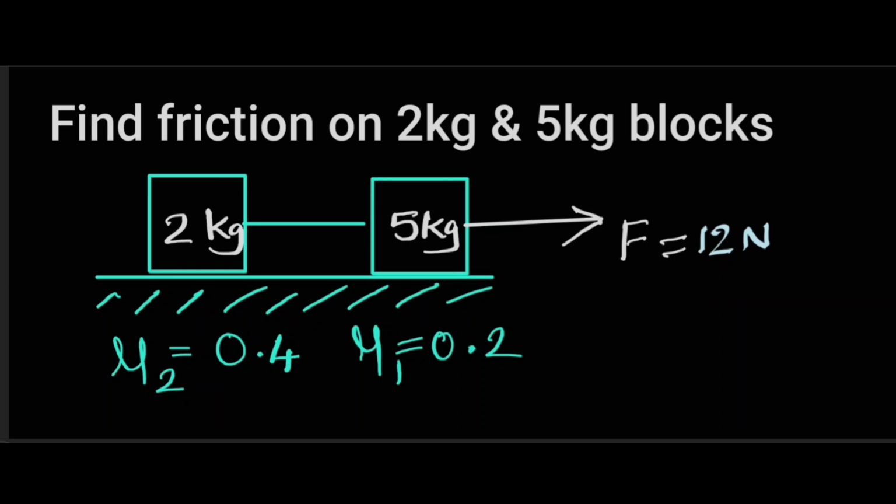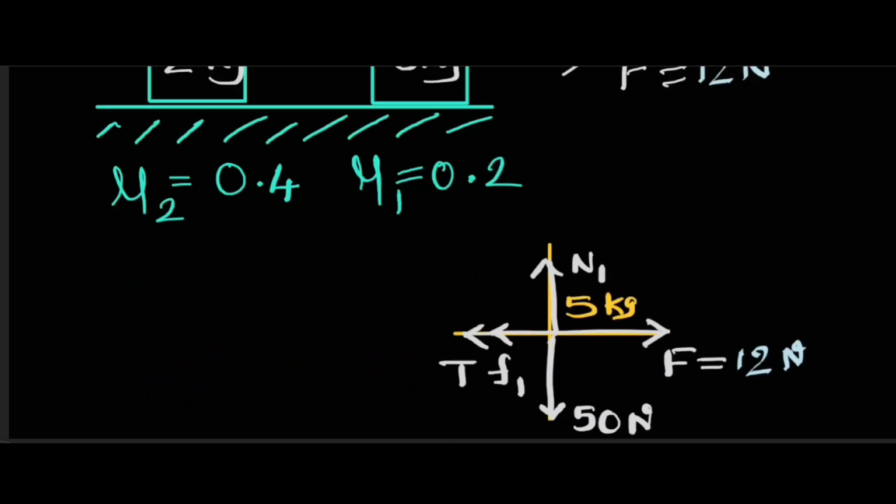So let us first observe what is the required force to keep the 5 kg block at rest and the 2 kg block at rest because they are placed on the ground. Look at the forces acting on 5 kg. There is weight 50 newtons acting down, normal force by the ground N1, and the applied force F which is equal to 12 newtons. With respect to ground, 5 kg is tending to move towards right, so friction F1 is acting back, and the string is slightly stretched and there is tension in the string which is acting in the leftward direction.